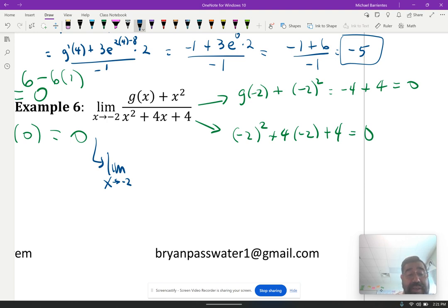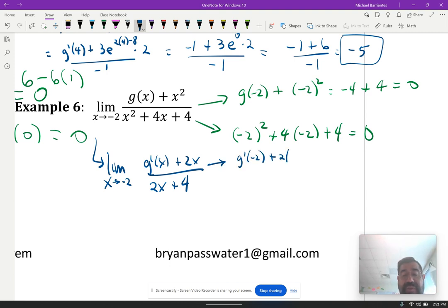Here's what it would look like. Take the derivative of the top over the derivative of the bottom, and then we're going to retry the limit. So this would be g prime at negative 2 plus 2 times negative 2. And then the bottom part would be 2 times negative 2 plus 4. Well, 2 times negative 2 plus 4 is 0, right?